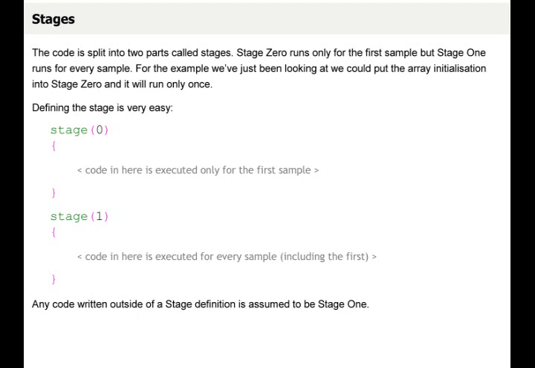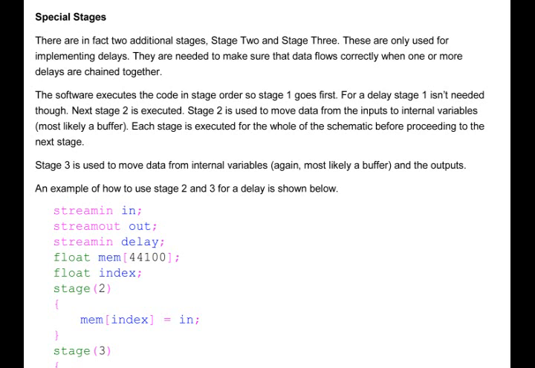Defining the stage is very easy. Stage 0. Code in here is executed only for the first sample. Stage 1. Code in here is executed for every sample, including the first. Any code written outside of the stage definition is assumed to be stage 1. Special stages. There are in fact two additional stages, stage 2 and stage 3. These are only used for implementing delays. They are needed to make sure that data flows correctly when one or more delays are chained together.